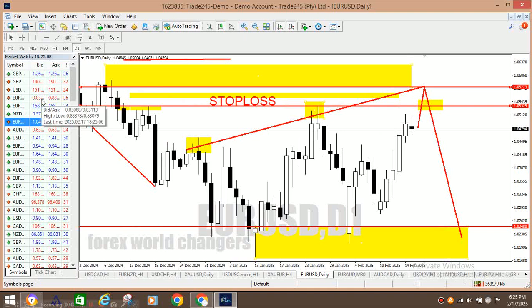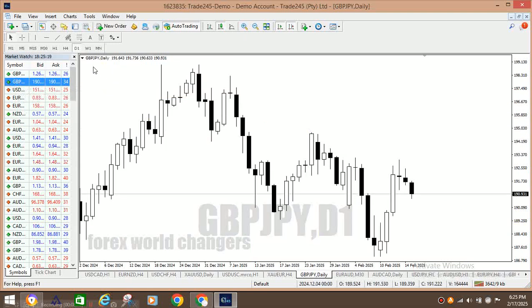So another setup that I'm looking at, there's a lot of yens showing a lot of sell. So let's start with the pound yen. We had this setup on the group as well.